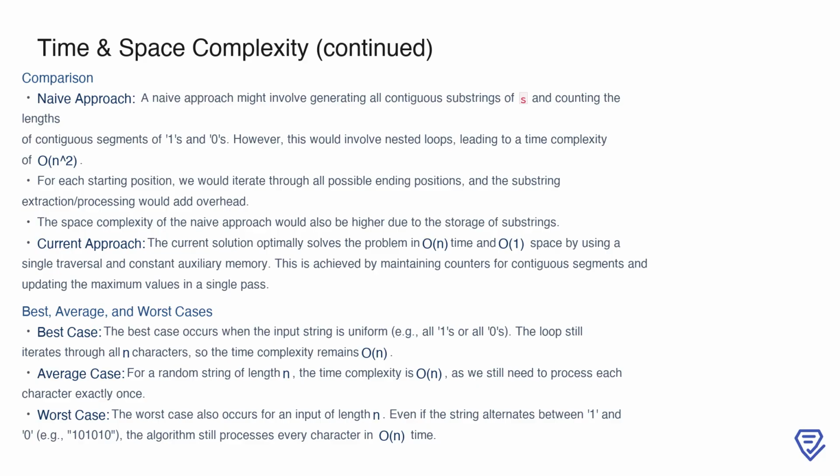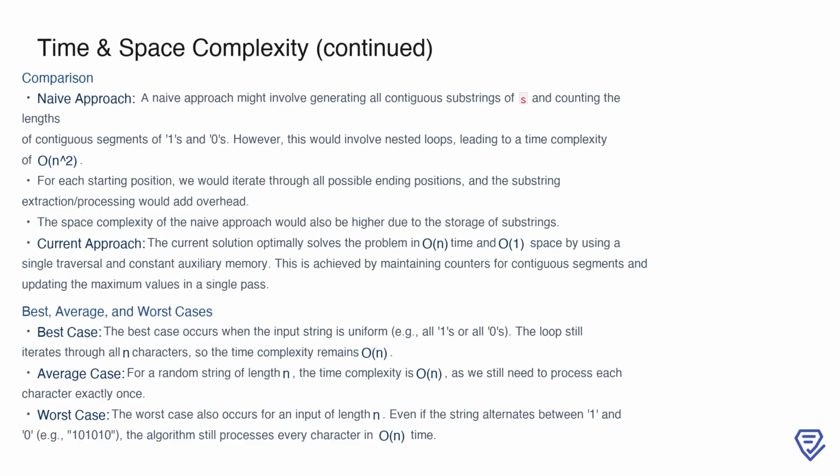In contrast, the current solution avoids these inefficiencies by using a single traversal and constant auxiliary memory, achieving O(n) time and O(1) space. When considering best, average, and worst cases, the time complexity remains O(n) in all scenarios. For example, in the best case, where the input string is uniform, such as all ones or all zeros, the loop still processes each character once.